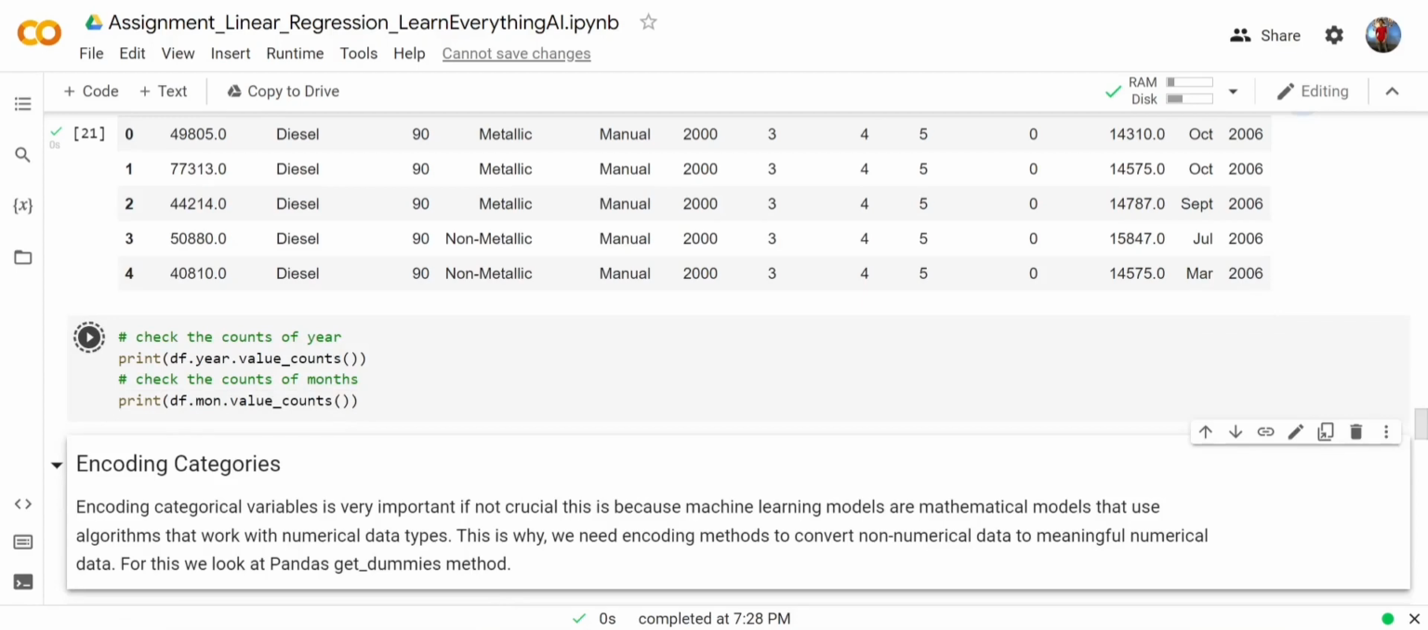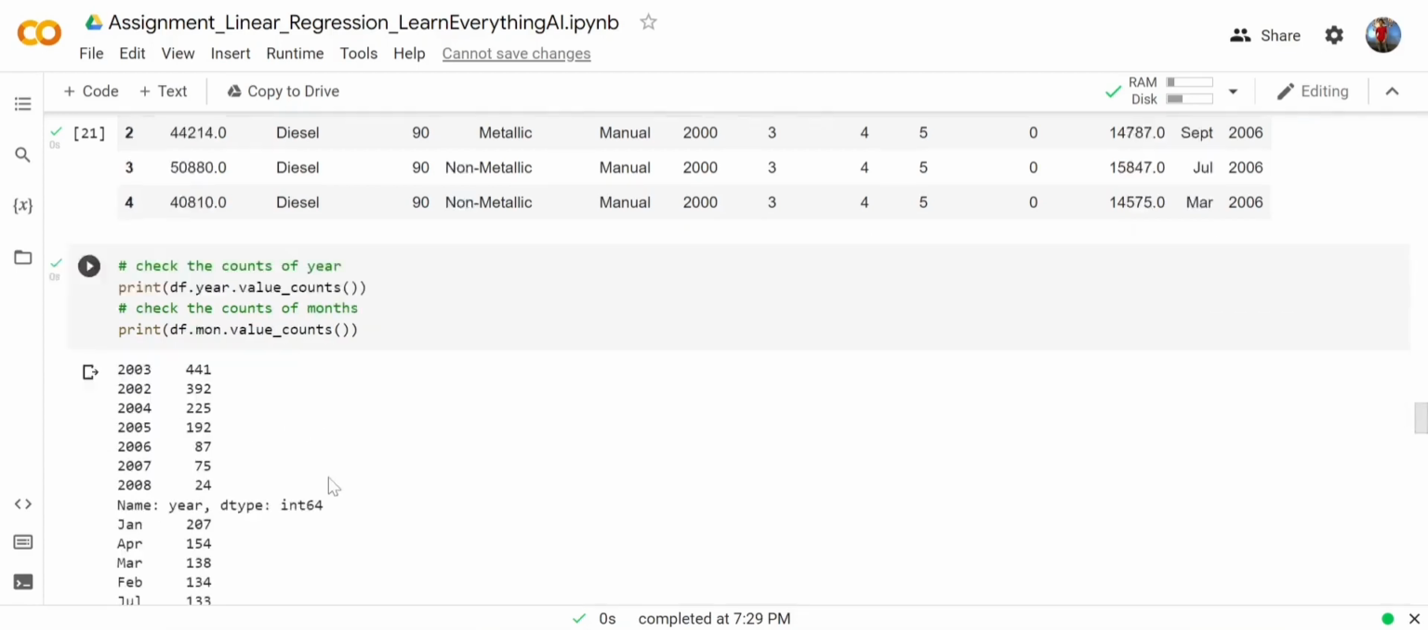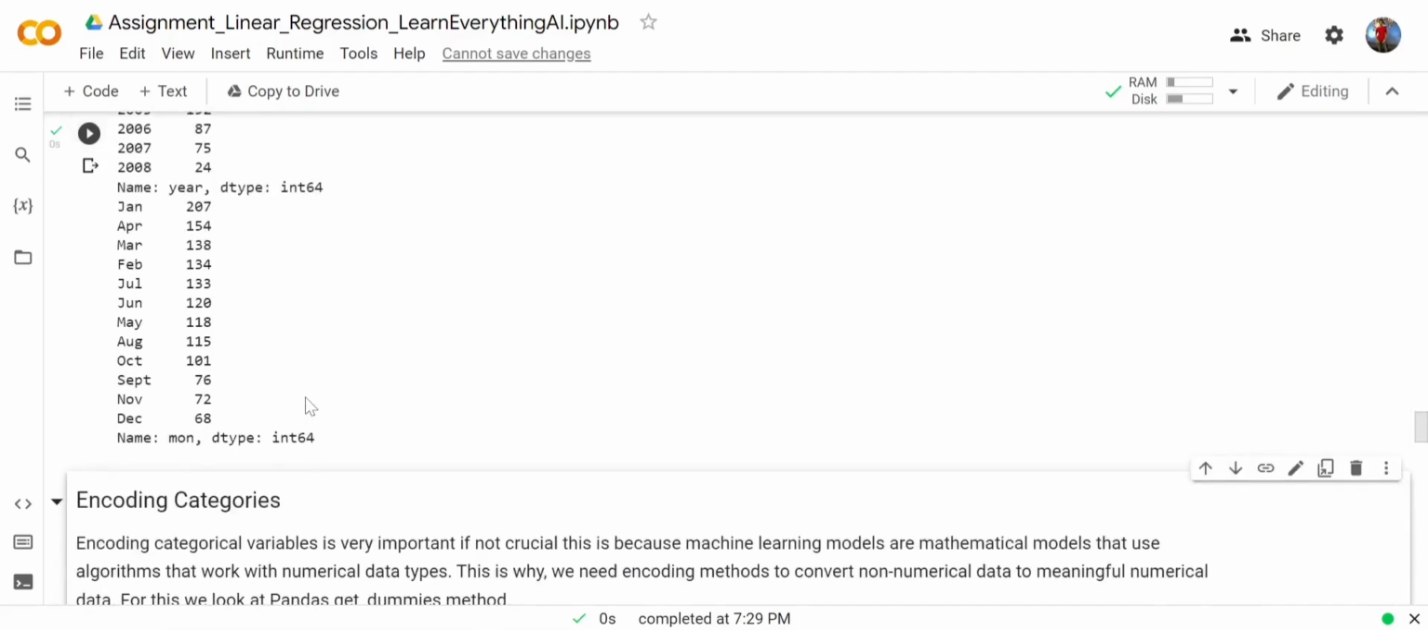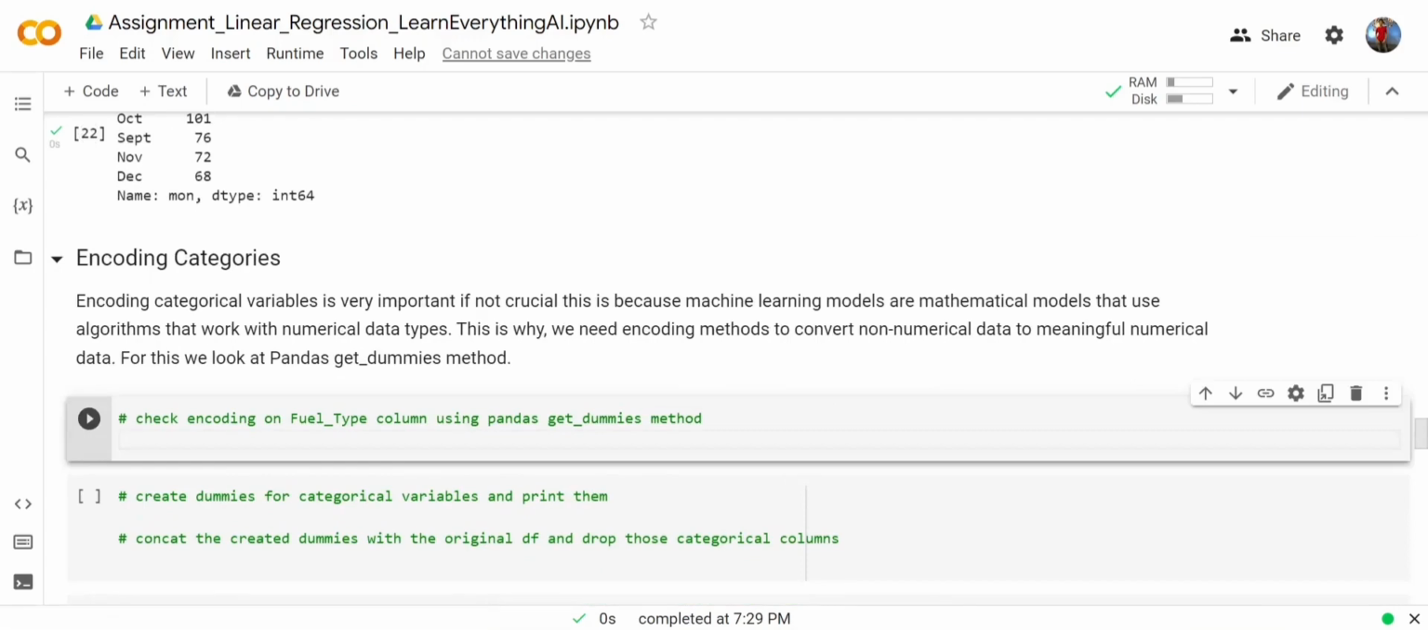and as we can see, we get some values as to how many entries there are for each particular year and for each particular month. Now we come to encoding categories.